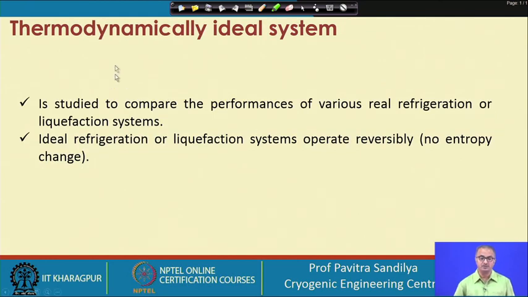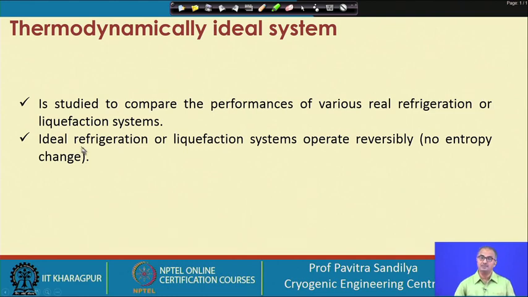Now, when we talk of thermodynamically ideal cycles, why do we need to talk of them? Because they are studied to compare the performance of the various types of refrigeration or liquefaction systems which we are using in practice. So, to compare these various types of real life refrigeration and liquefaction systems, we need to know the performance of an ideal cycle.